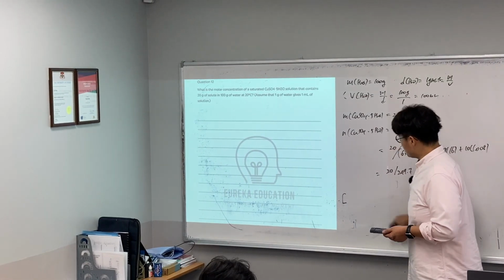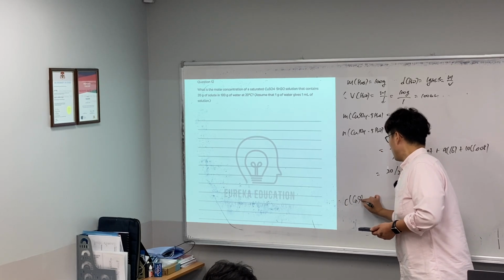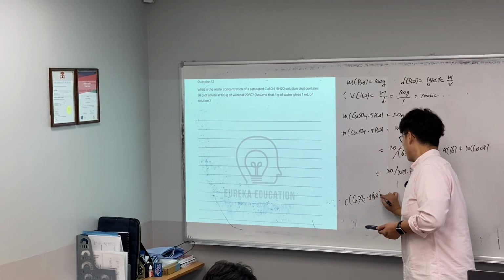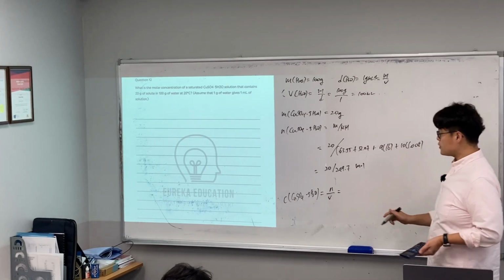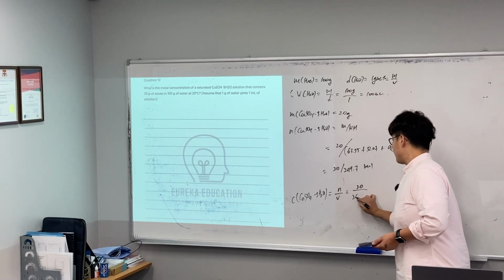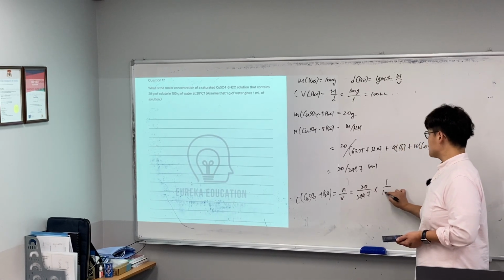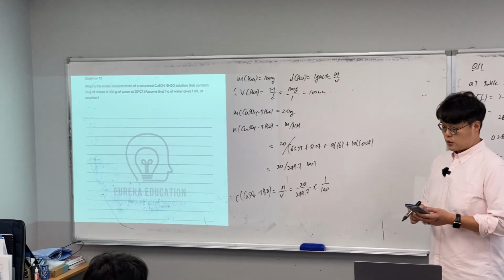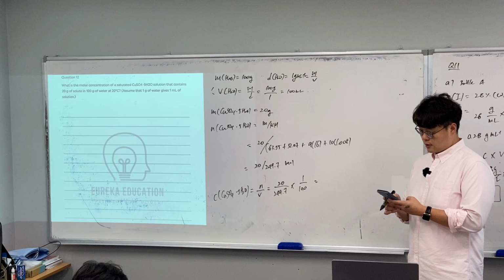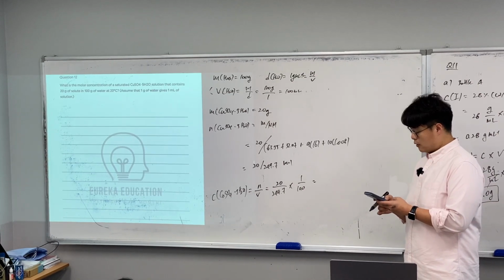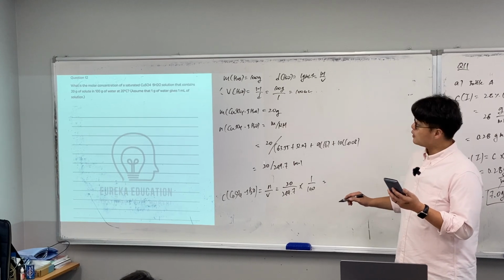And the last step is the concentration calculation. The concentration of CuSO4·5H2O is n over V. Make sure you show all the working out: 20 divided by 249.7, times 1 over 100, is what you can do to get the exact answer. So 20 divided by what I calculated before, and divided by 100 too, then you'd get 8.12.